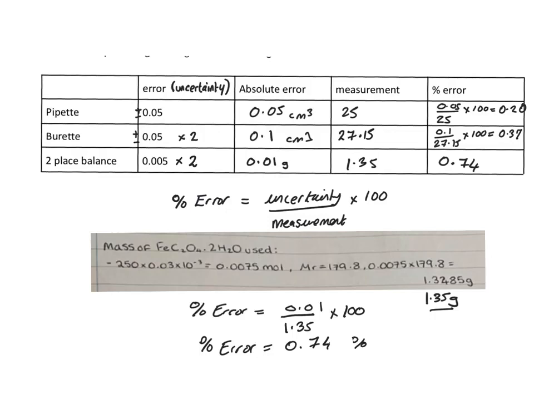Now what we need to do to make sense of this and to use it in our evaluation, we need to add those percentage errors up. So the total percentage error is 1.31%. What do you do with the overall percentage error? What is the significance of 1.31%?